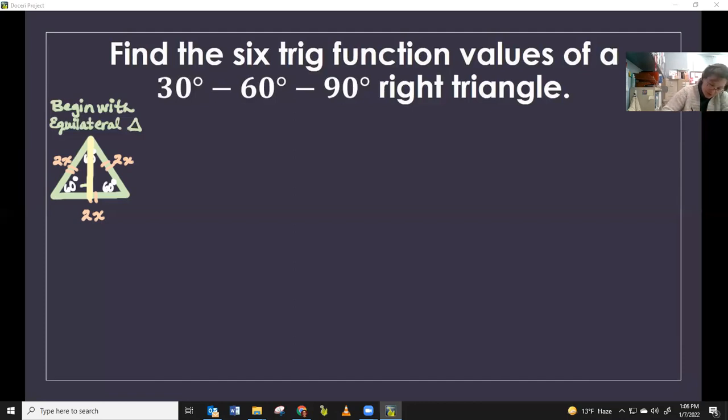This particular altitude is going to split our base in half because we have those 3 equal sides. So yeah, that's going to turn it into a 30, 60, 90. So when I drop that altitude down, how big will this leg right here be? X, yes.